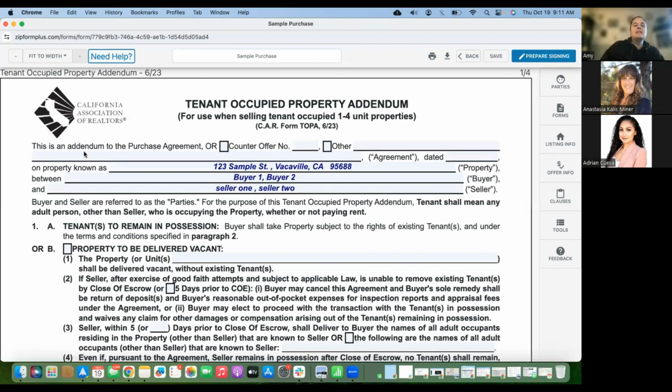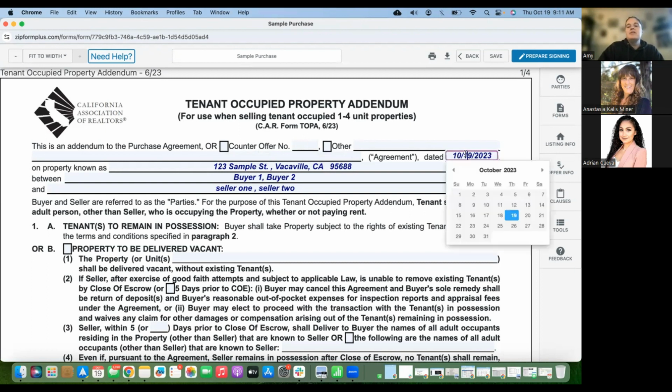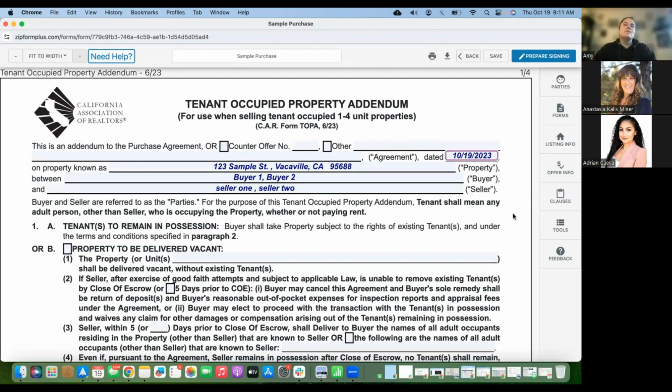This is an addendum to the purchase agreement, or it might be a counter offer if the seller hadn't disclosed or the buyer hadn't included that as part of their offer. You'd put counter offer 1, or it could be other. Then make sure you put that date. Again, this is going to be the date in the upper left-hand corner of the residential purchase agreement, the one that is printed on that form. Put in the full property address.